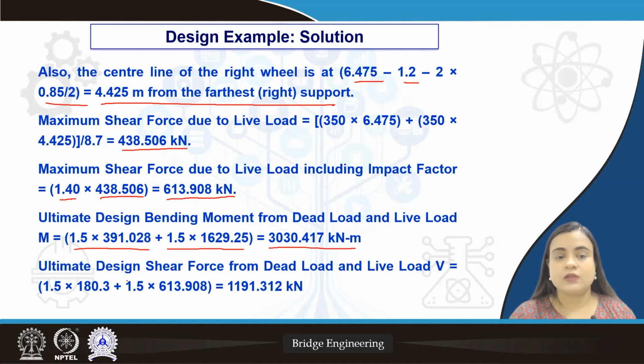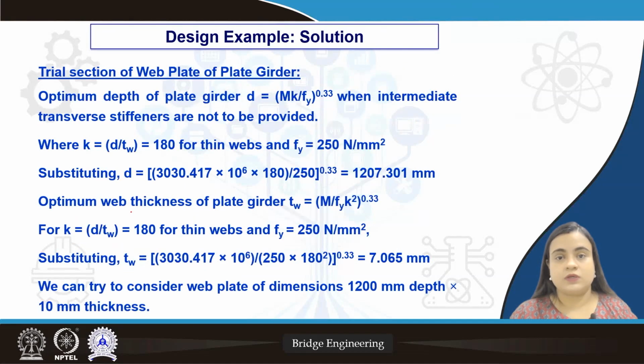Similarly, the ultimate design shear force from dead load and live load can be obtained as 1.5 times dead load shear plus 1.5 times live load shear, that is equal to 1191.312 kilonewton. So first we can proceed with considering a trial section for the web plate of the plate girder.